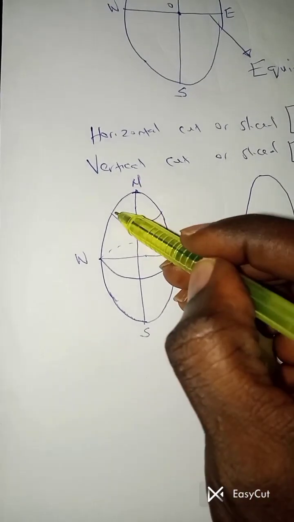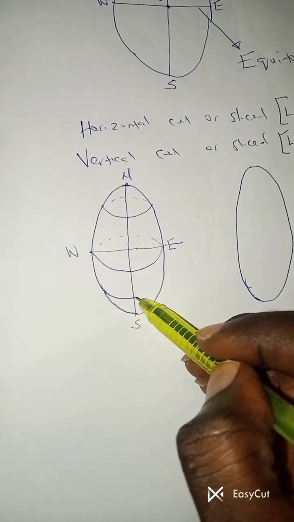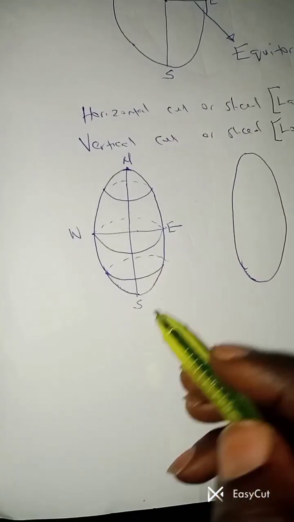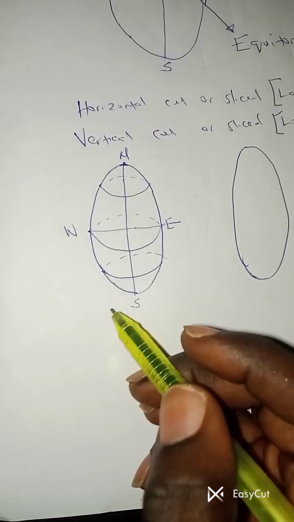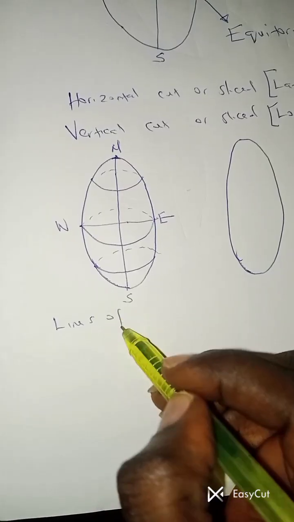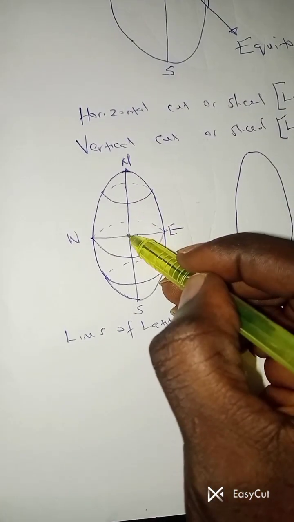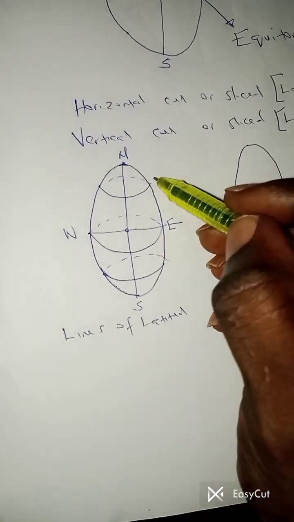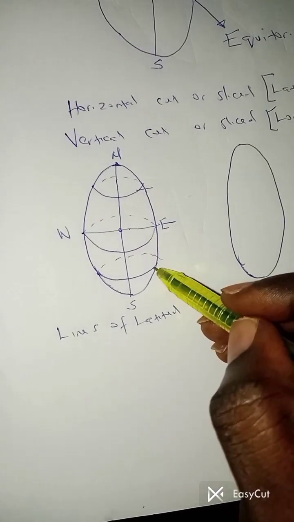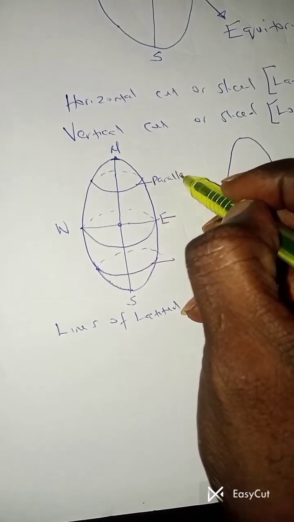We also have another one here. There can be more than this. I'm just trying to show it. So here represents latitude. Lines of latitude. Remember, this is the center of the earth. So all these lines that you see here are lines of latitude. We always call them parallels of latitude.